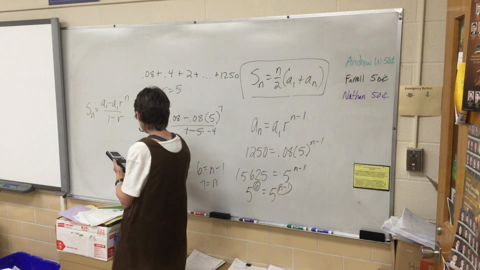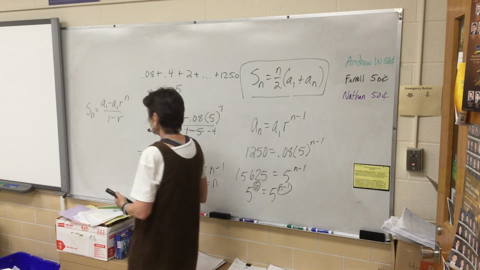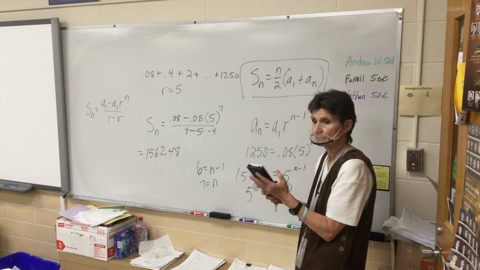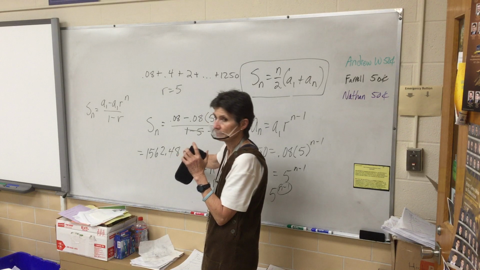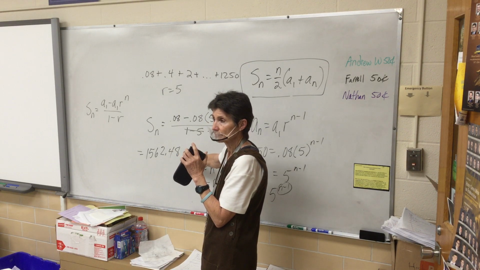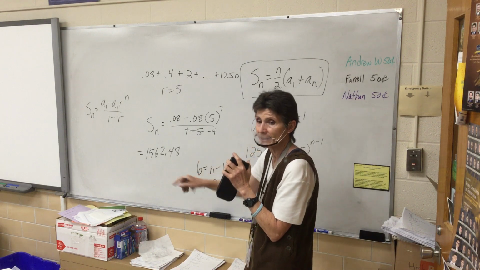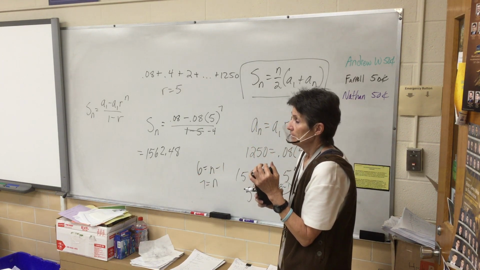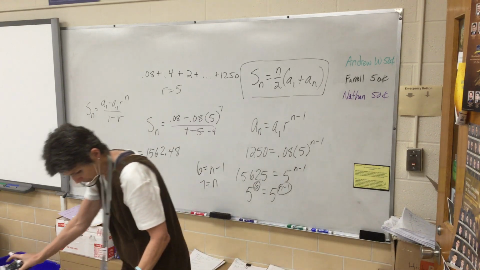And the answer to the problem is 1562.48. Hopefully someone matches that. Yep. You already divided it by negative? Yep, I already divided it by -4. That's the final answer. It's a lot of work. Not hard, but it's a lot of work.